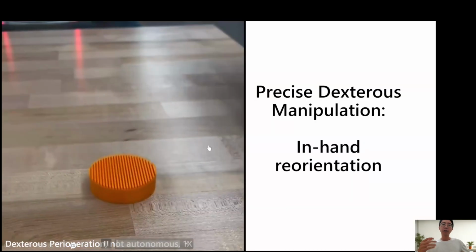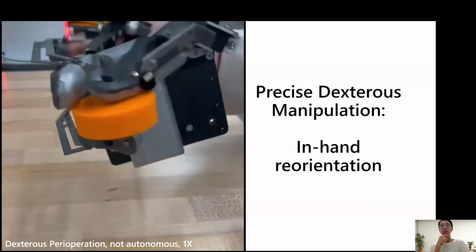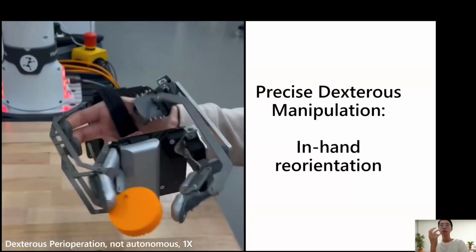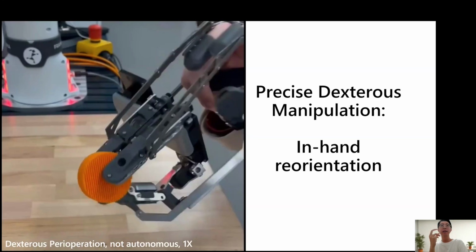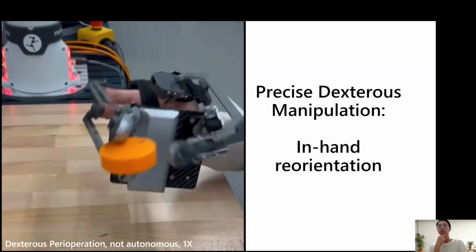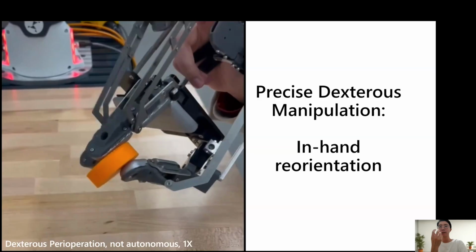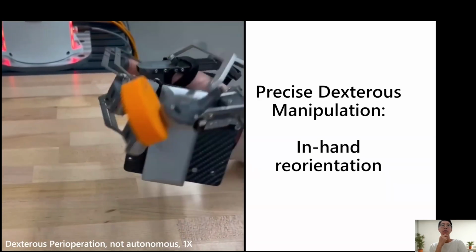We also show that you can do in-hand reorientation. This manipulation is actually pretty challenging because you definitely need good haptic feedback, and this kind of in-hand reorientation is hard to achieve by teleoperation. But here you can see that with the hand exoskeleton, you can reorient a part easily.